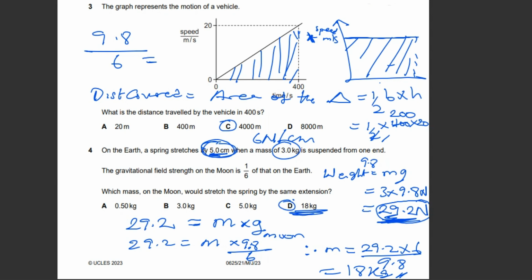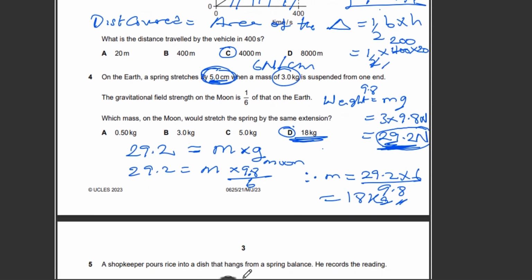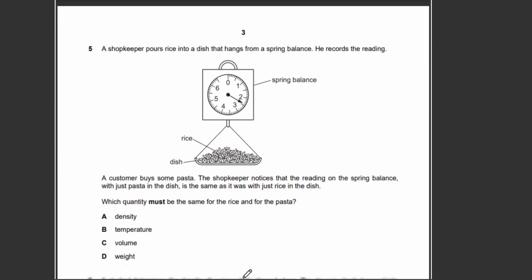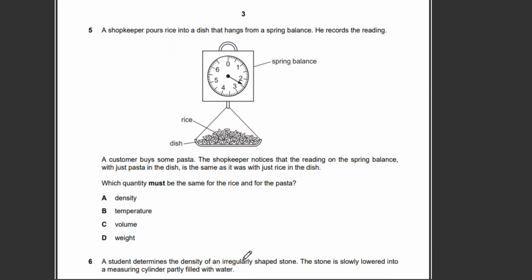So let's go on. Okay, let's take question 5. A shopkeeper pours rice into a dish that hangs from a spring balance. He records the reading. You can see the reading. What's the reading here? This is 2.4 Newton.